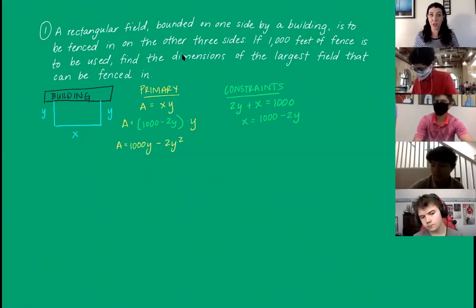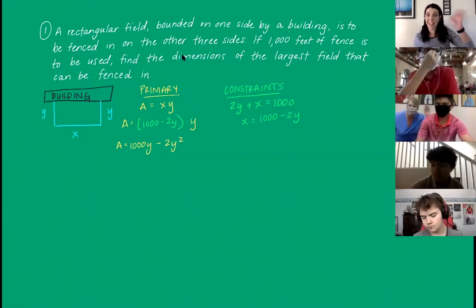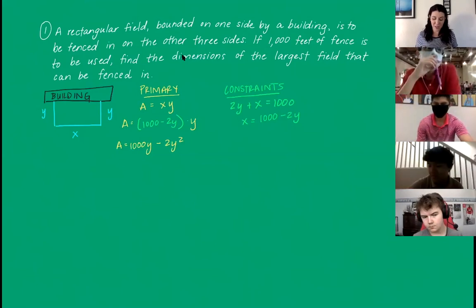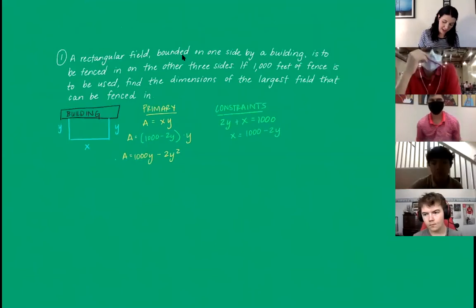This is now the thing I'm trying to maximize. I'm trying to find the maximum area. So I want to take the derivative and I want to set that equal to 0. Okay, so I'll take the derivative of this. I'm going to just call that a prime.